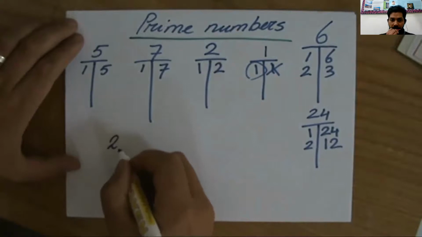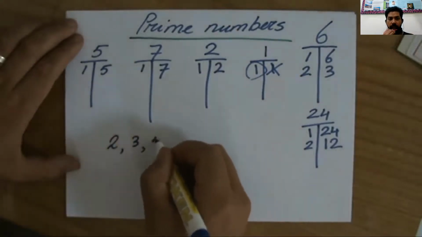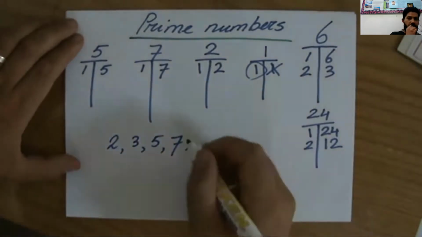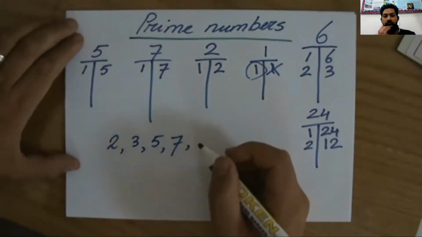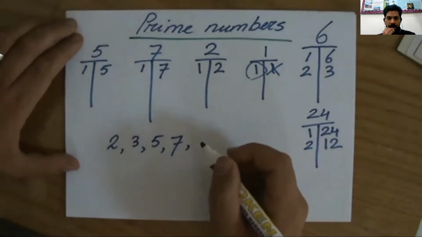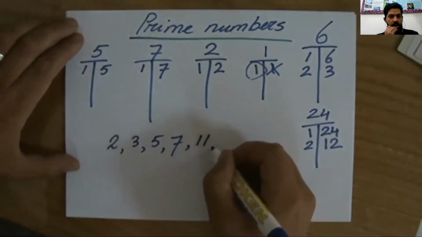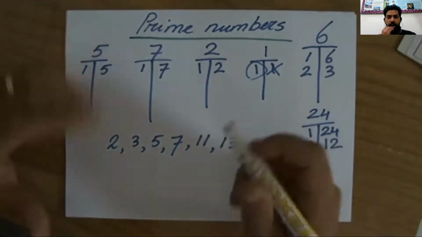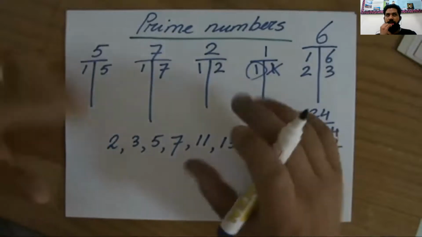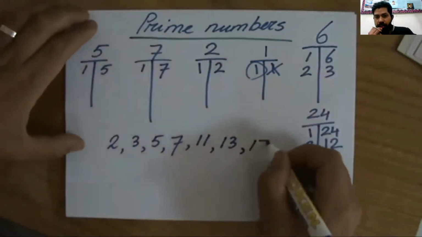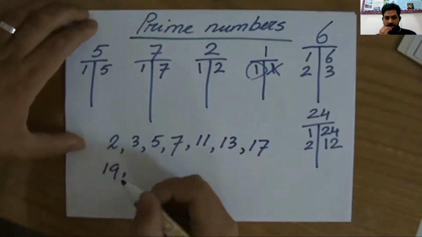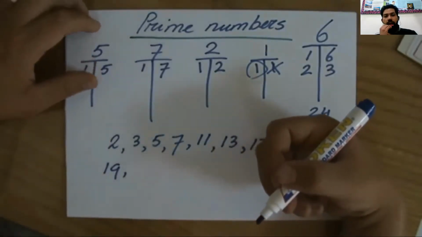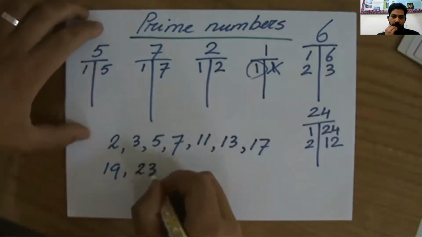So I'm going to write some examples, boys. Number 2 is a prime, 3, 5, number 7. After 7, 8, no, 9, no, 10, no, number 11 is a prime number. You can check, boys. 11 yes, and 12, no. 13, yes. 14, not a prime number. 15, also not a prime number. 16, no. And then 17 is a prime number. Next is 19. After 19, 20, 21, 22, 23. Yeah, 23 is a prime number.